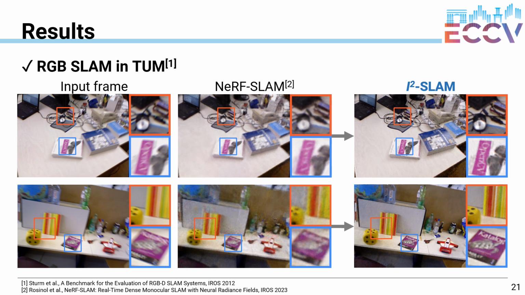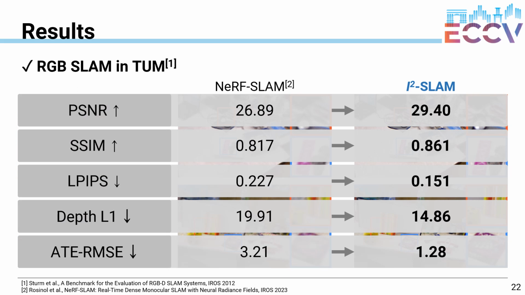Similar performance improvements were observed in RGB SLAM experiments conducted on TUM dataset. We observed the fine textures which had been lost due to motion blur were accurately restored in the mapping process. Quantitative metrics for both mapping and camera tracking showed significant improvements.